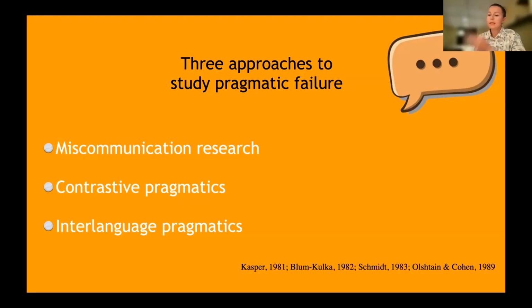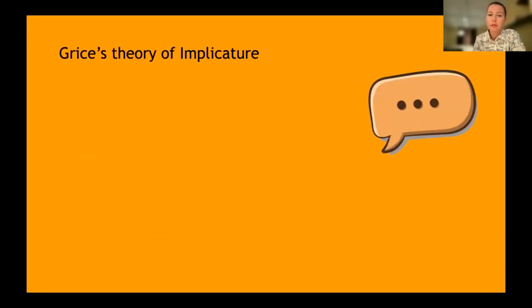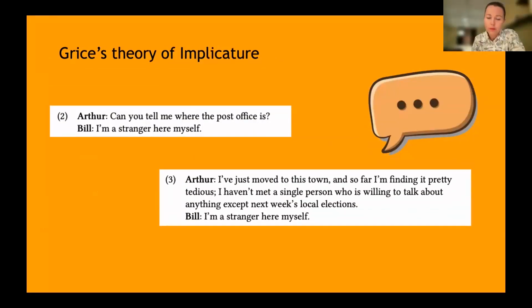What a speaker intends to communicate is characteristically far richer than what she directly expresses. So the bridge from what is said to what is communicated is built through implication. Let's have a look at this simple conversation.